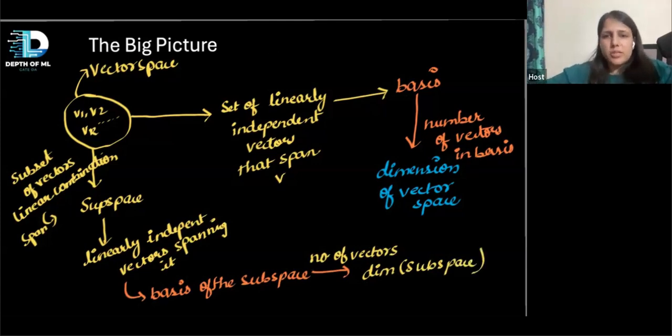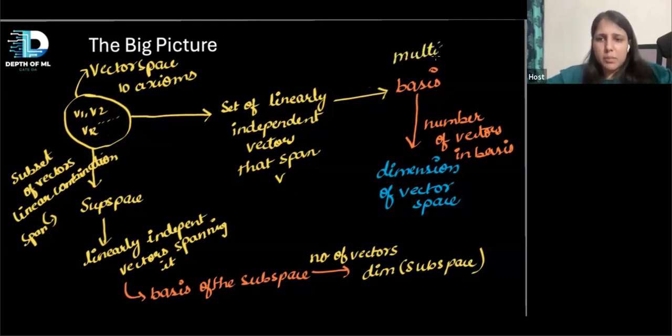Fine. So this is the big picture that we talked about. We have some vectors, and usually those vectors follow some 10 axioms, and that forms a vector space. If I take a set of linearly independent vectors which span V, that set of vectors is called a basis, and we can have multiple bases, right? Multiple bases can be there. And the number of vectors in the basis is called the dimension of the vector space.